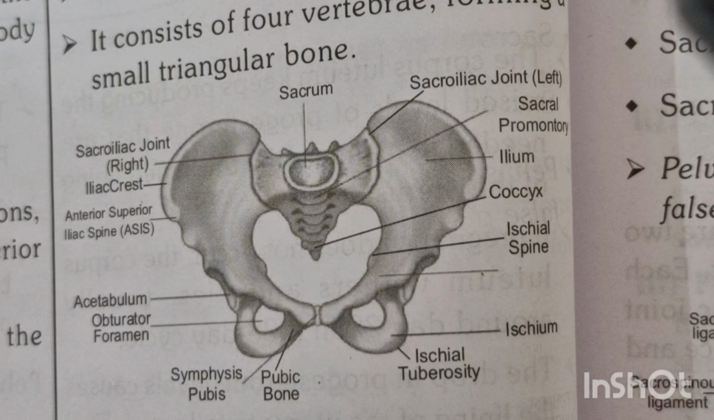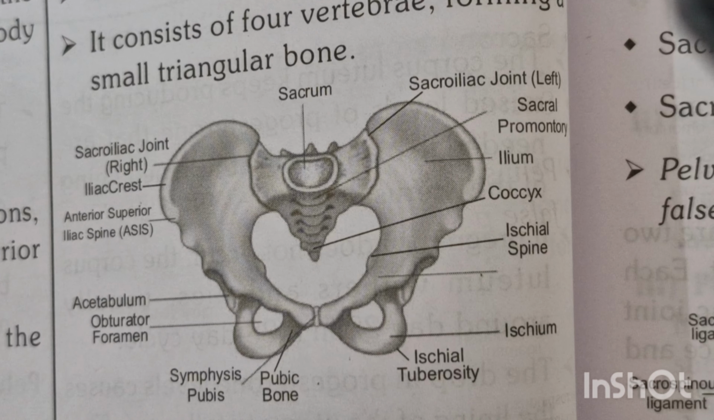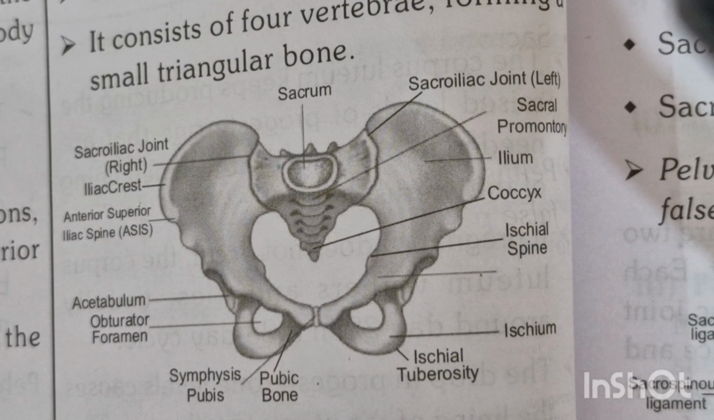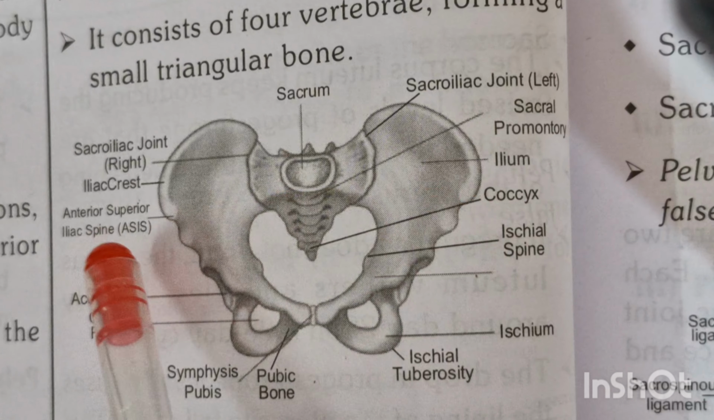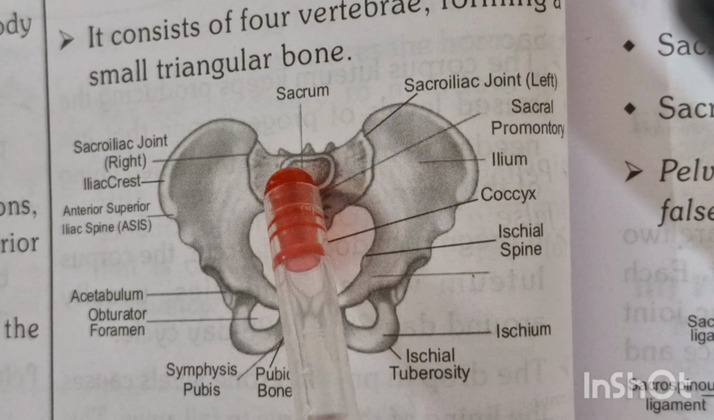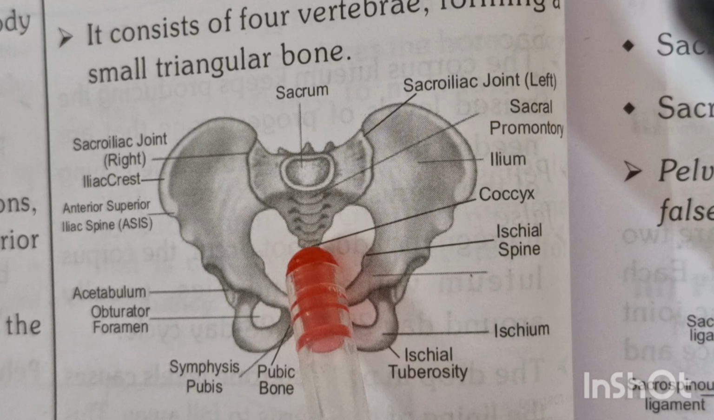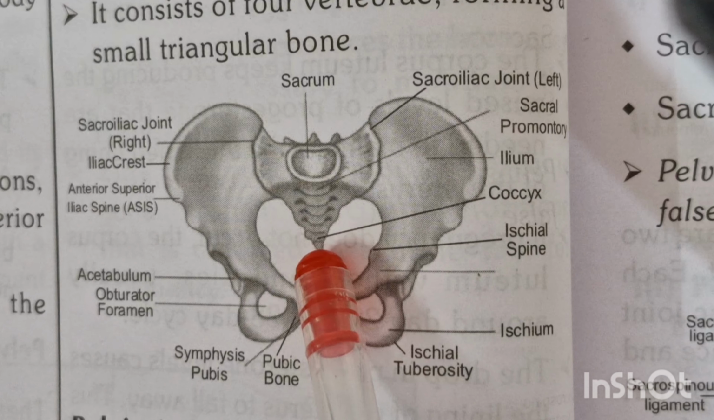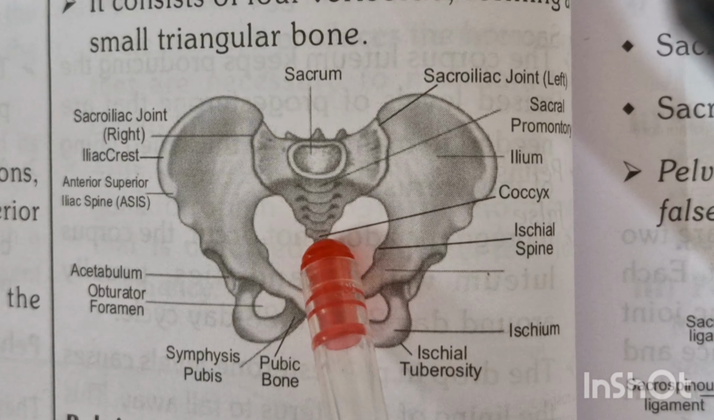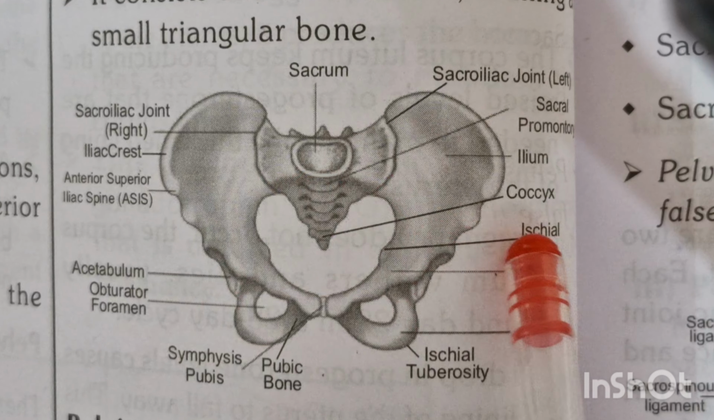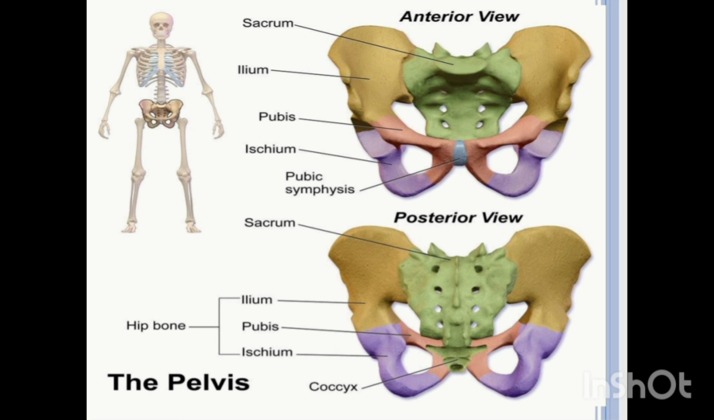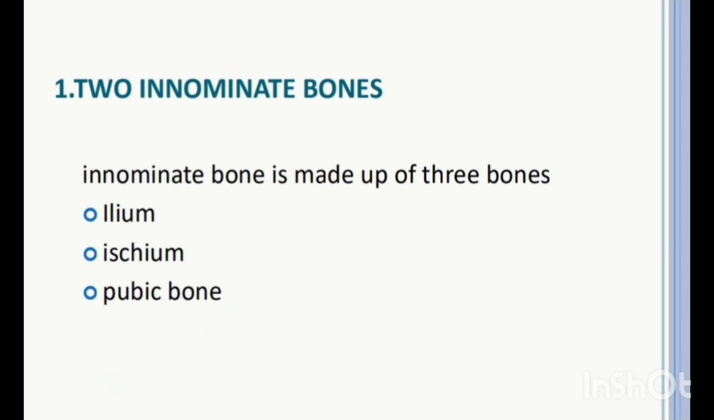Types of bones. There are 4 pelvic bones that form the pelvis. So what are they? These are the 2 hip bones, and this is one sacrum bone, and here is the tail-like structure, which is called one coccyx. So one coccyx, one sacrum, and 2 pelvic bones. Here you can see the anterior view and posterior view of the pelvis, and the colors differentiate the types of bones. Now we will see the innominate bones.